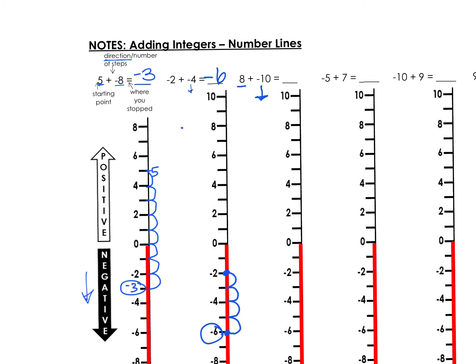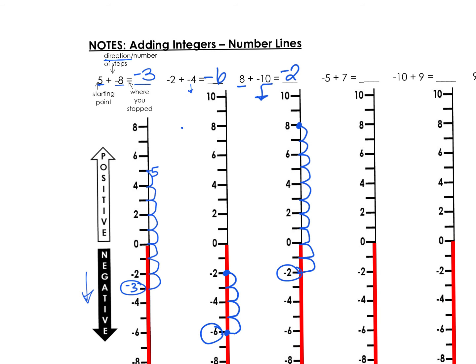Okay. All right, on this next one, we're going to start at positive 8 and then go down, because it's negative, 10 steps. So if I'm starting at positive 8 and I'm going to go 10 steps down the number line, am I going to go into the negatives or am I going to stay in the positives? Let's see. So I'm going to go 10 steps in the negative direction. 1, 2, 3, 4, 5, 6, 7, 8, 9, 10. So we did get into the negatives and we finished at negative 2.